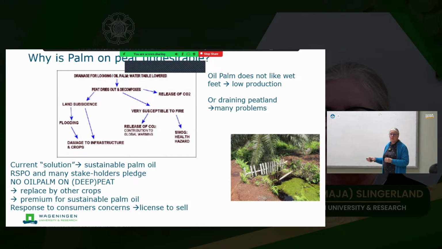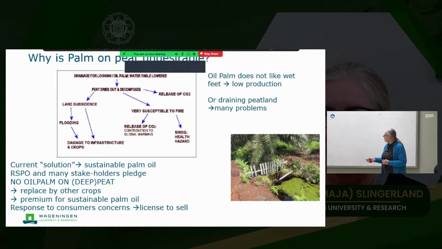And I think everybody knows that the countries around Indonesia complain about the fires. So we shouldn't want to have those fires. And then also, because it is decomposing, the land goes down. It becomes lower and lower and lower. So finally, you also have flooding.